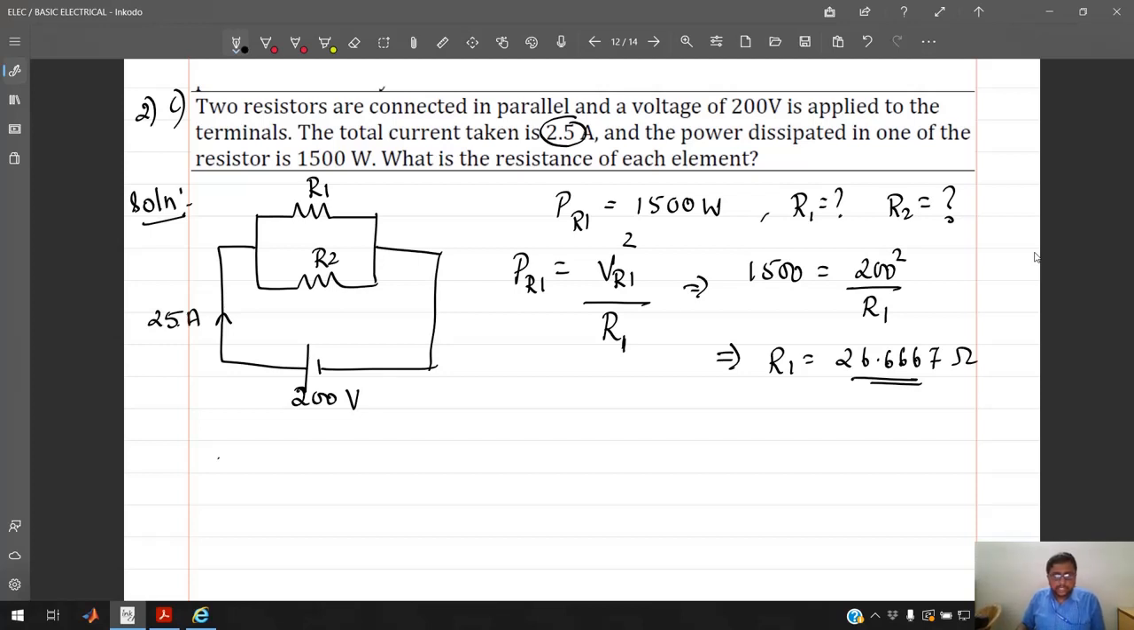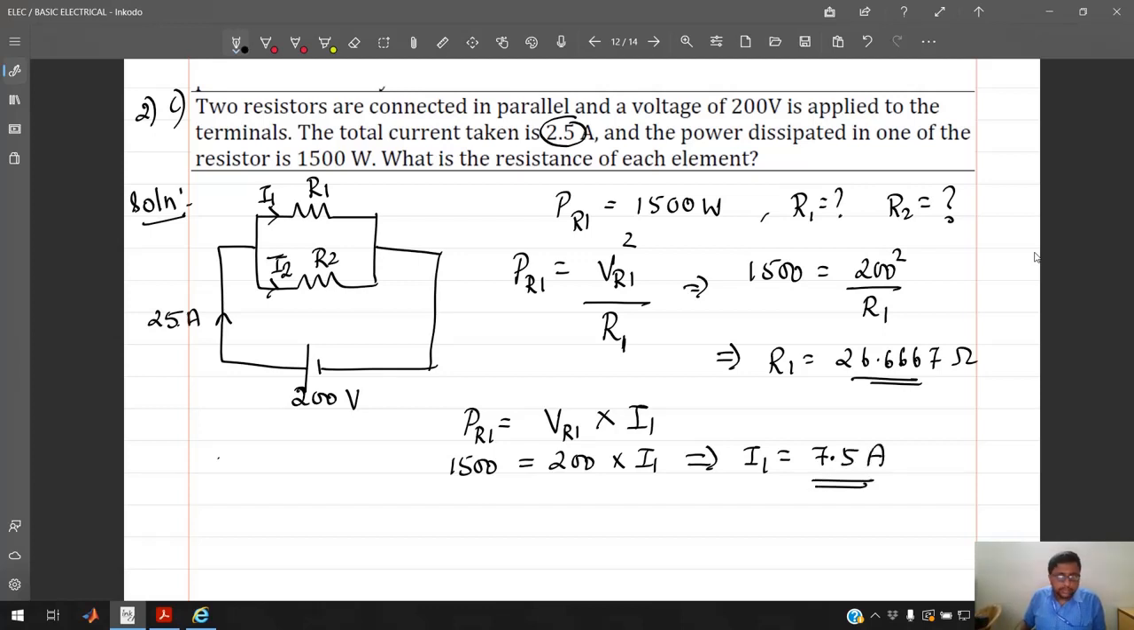Now how do we calculate R2? For that I need to calculate the branch currents I1 and I2, so that I can easily calculate the value of R2. How do I calculate I1? You know that power across R1 is equal to voltage across R1 into I1. You know that power across R1 is 1500, voltage across R1 is 200 into I1. That implies I1 will be equal to 7.5 ampere. So you'll get the value as 7.5 ampere.